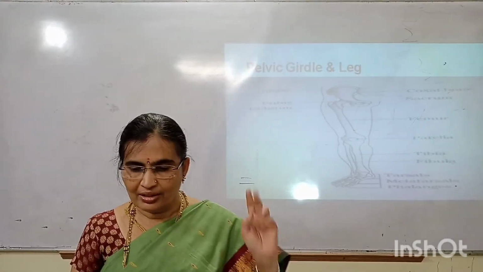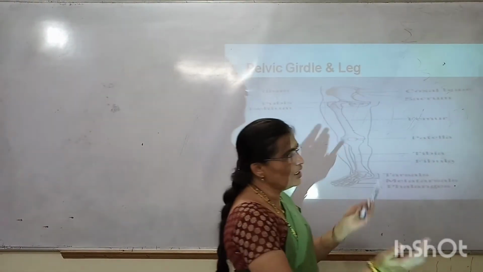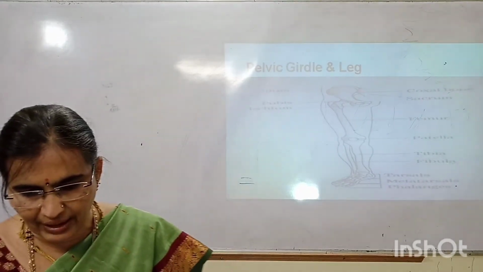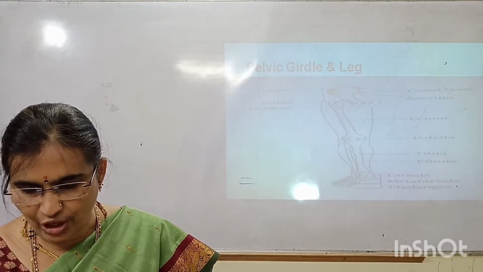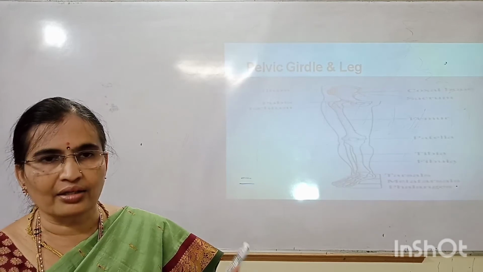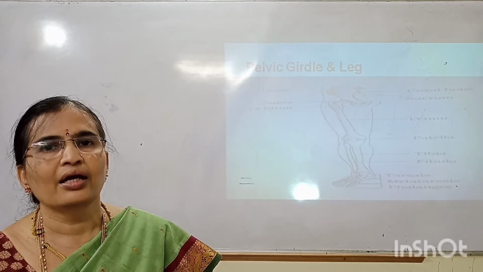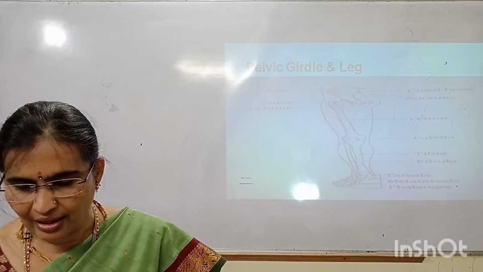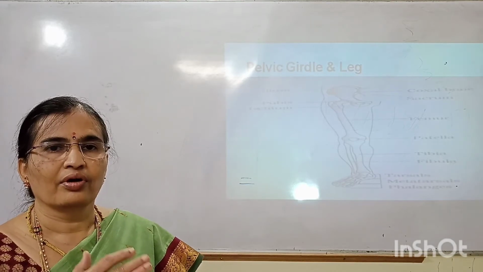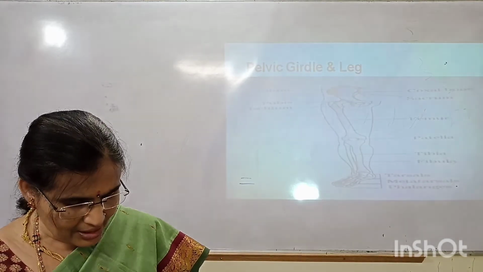Here one more thing we have to remember, that these coxal bones again join together to form the pubic symphysis. Here fibrous cartilage is present, again immovable. So this is regarding the appendicular skeleton.